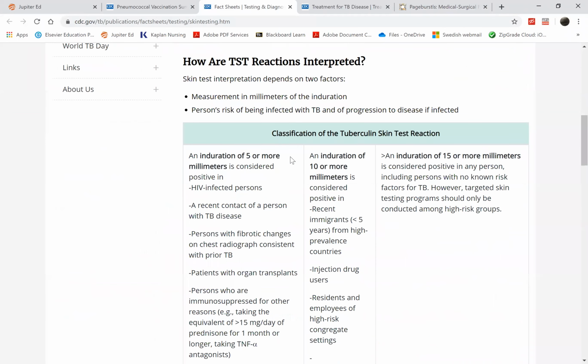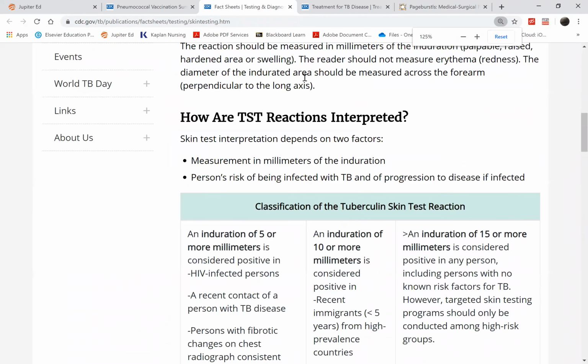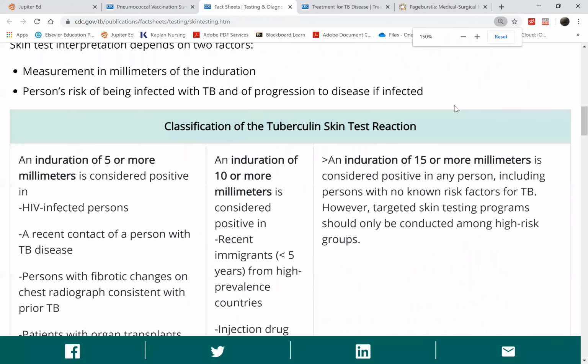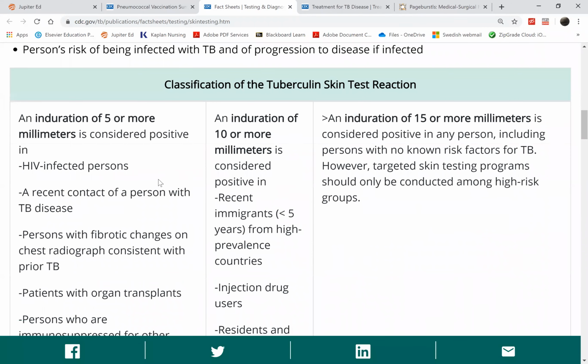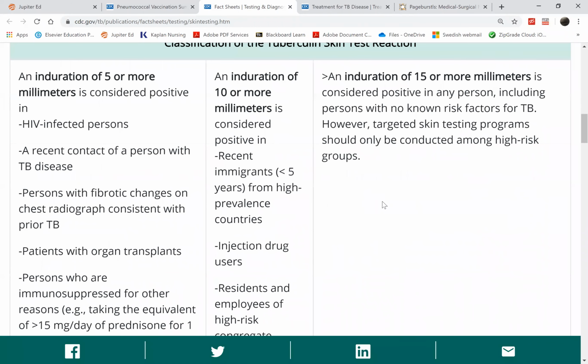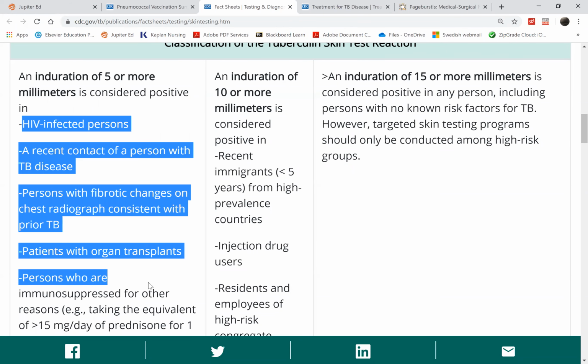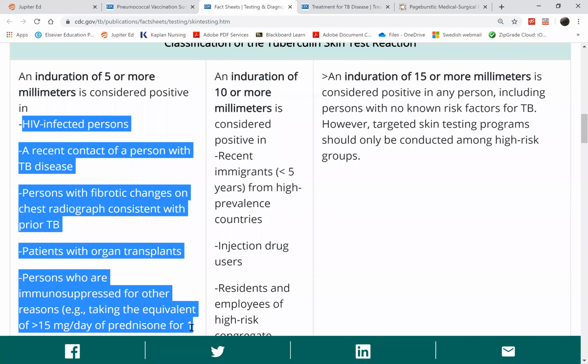So I'll turn you back again to the CDC, one of the links I sent you. If you look at the handouts, these are all fact sheets from the CDC. We have three groups of patients. So if your patient belongs in this column right here, these are all immunocompromised patients.